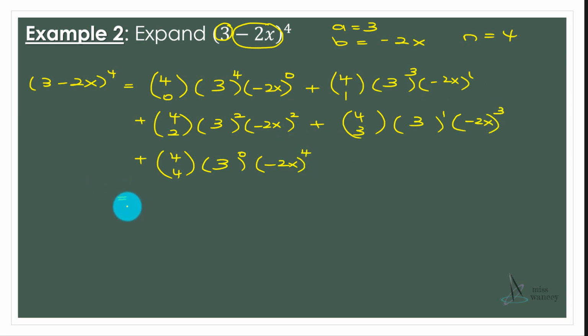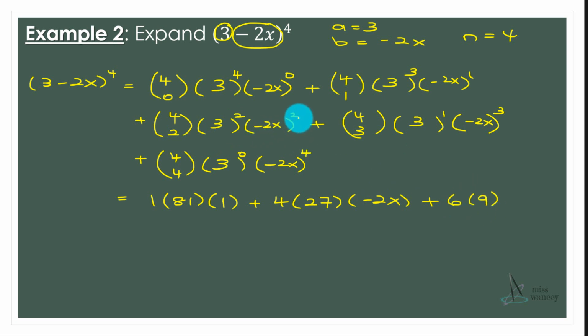Okay, so now simplify them. 4C0, so this is actually 1. 3 to the power of 4, so this is equal to 81. Negative 2x to the power of 0, so that is 1. Plus 4C1, so this is 4. 3 to the power of 3, or 3 cubed, so this is 27. Negative 2x. Plus 4C2, so 4C2 is 6. 3 squared, so this is 9. Negative 2x squared, so negative 2 squared, that is 4, so 4x squared. Plus 4C3, so this is 4.